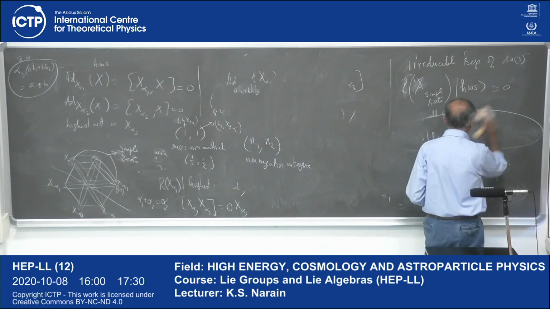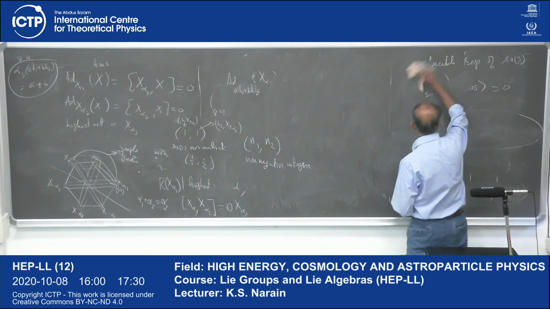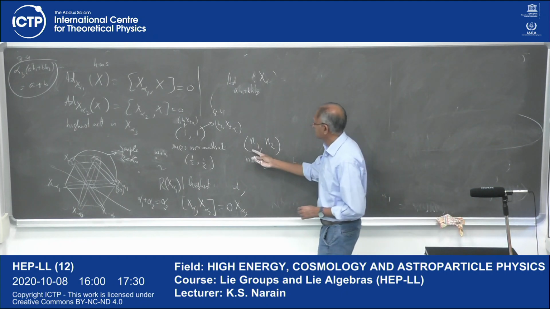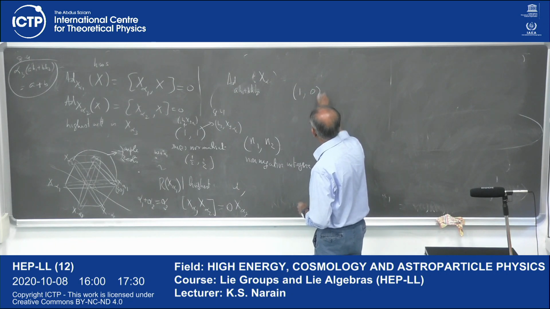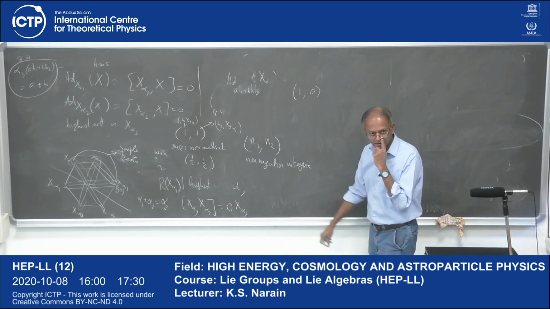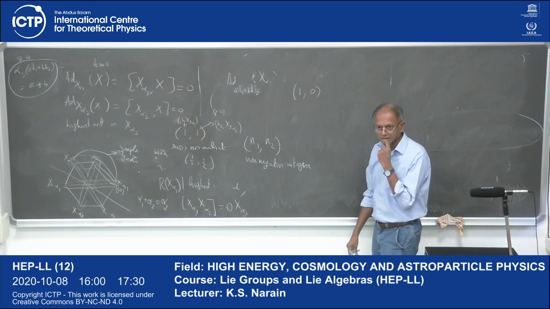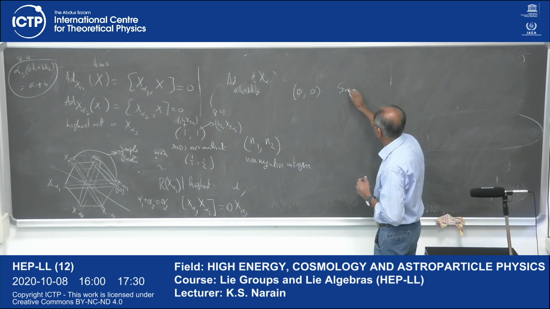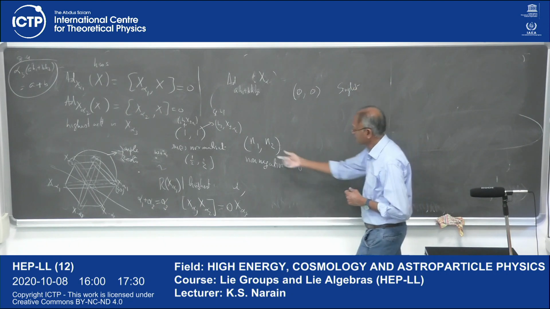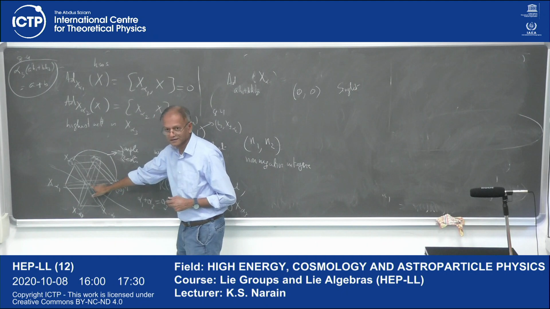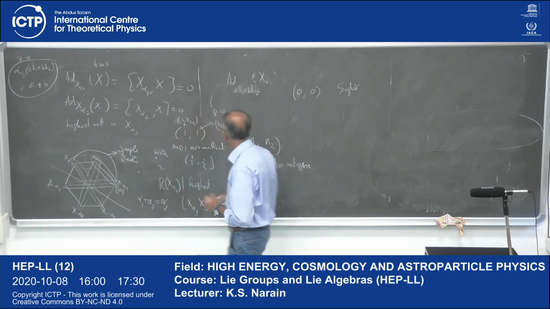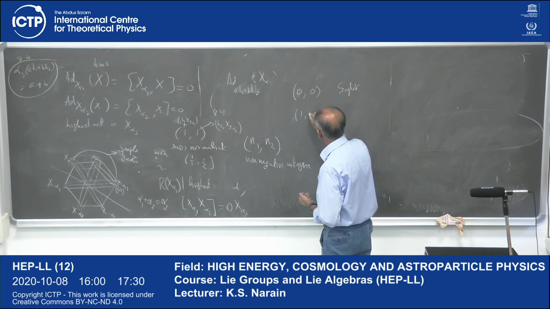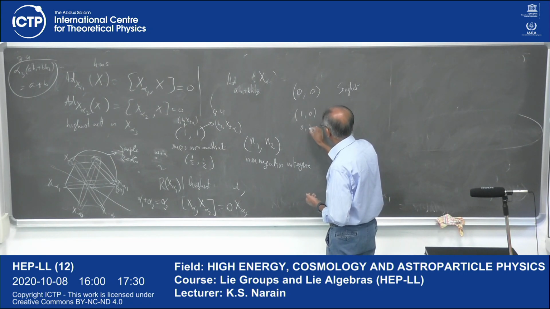Okay. Now let me take the simplest example. Let's start from, say, 1, 0. Well, 0, 0 is trivial. 0, 0 is just a singlet. Everything has spin 0, so there is just one state there. So this is a singlet, a trivial one. So the first non-trivial one will be 1, 0, or of course 0, 1.